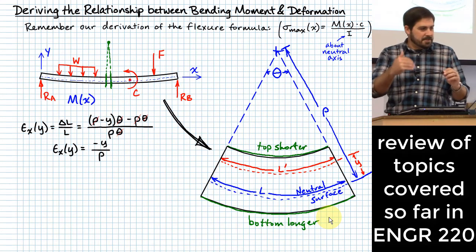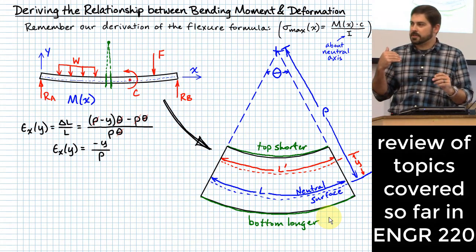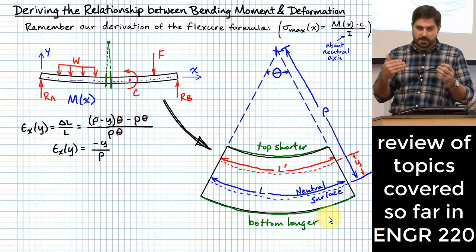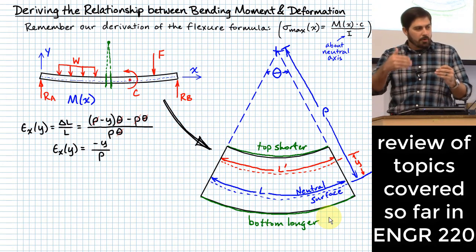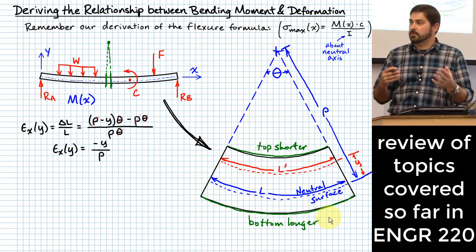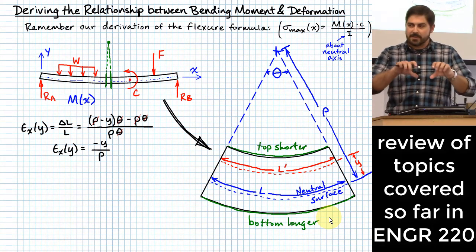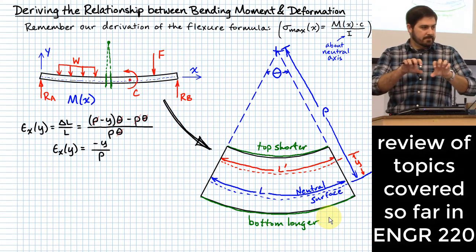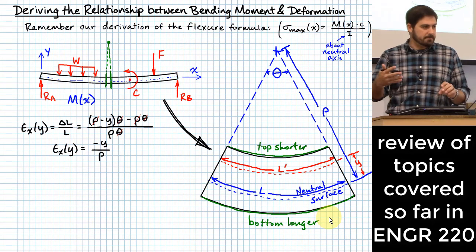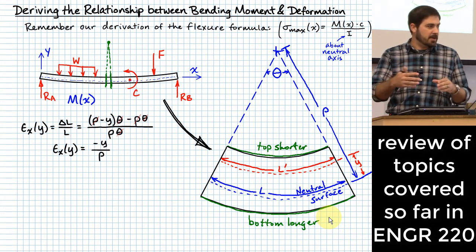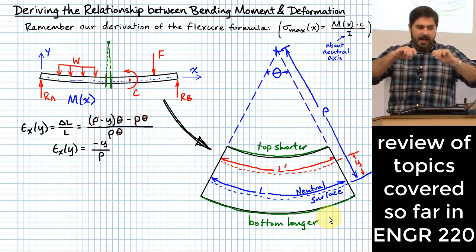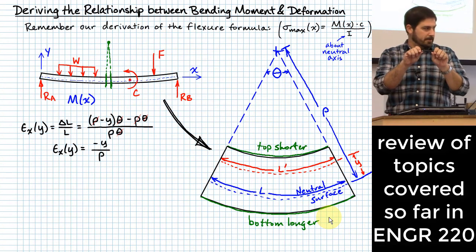Then, after the second test, we started with frames and machines. Frames and machines were different because members in frames and machines could have more than two forces acting on them, and therefore some of the members in frames and machines end up having to carry bending moments. And we gave a name for those kinds of members. They're called beams, right? A member that's designed to be able to carry a bending moment. And so now we have these things that are not just carrying axial load, they're carrying this flexure.